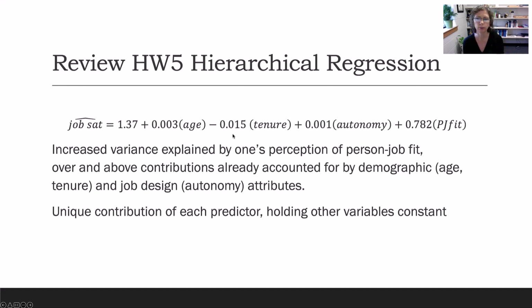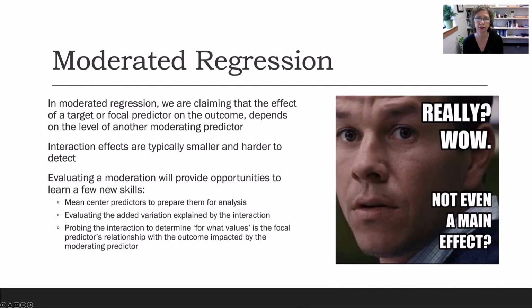But what we get into with moderated regression is, what if the value of a predictor, like let's say autonomy, actually impacted the relationship between person-job fit and job sat? In that case, person-job fit would be our focal variable and autonomy might be a moderator. It would moderate or change the relationship between person-job fit and job sat. And that's what we're talking about with moderated regression.